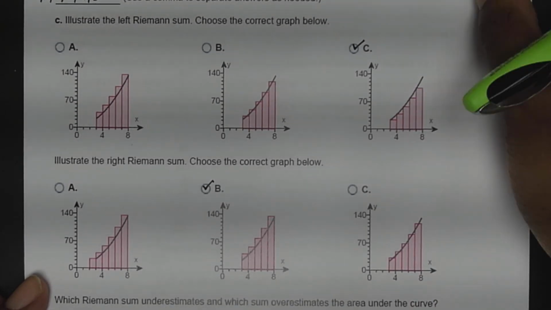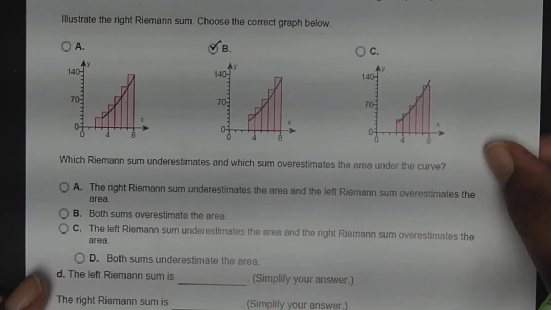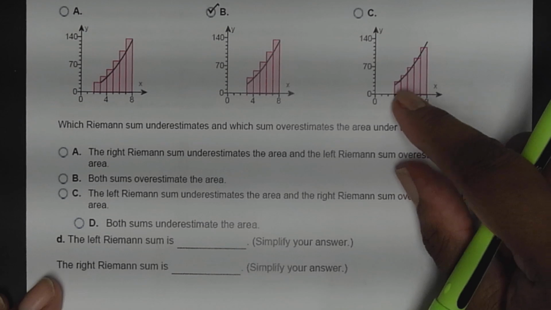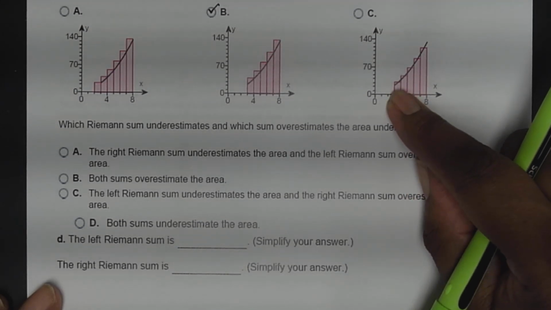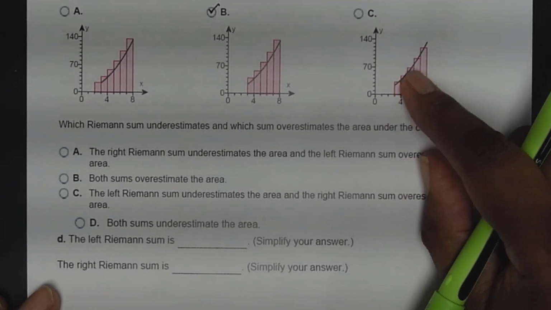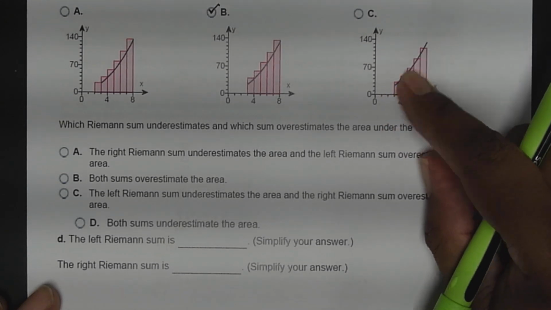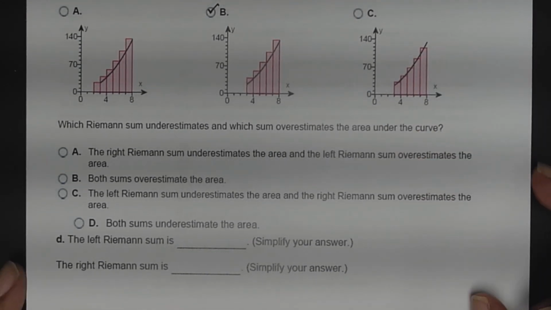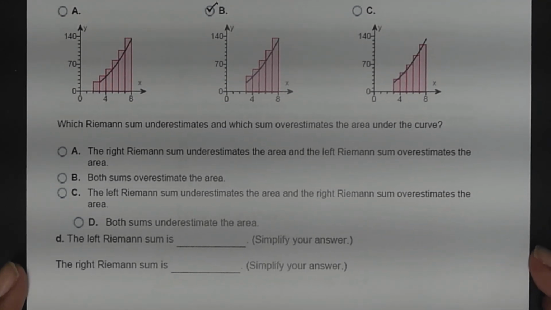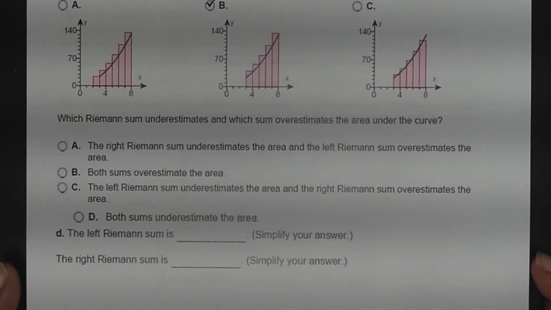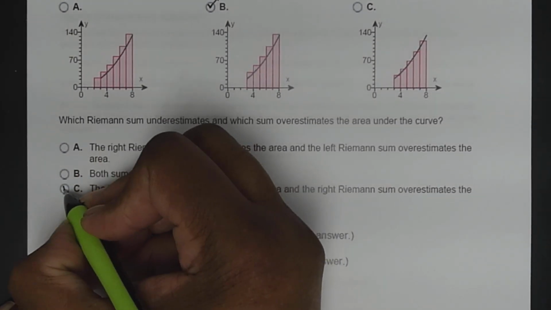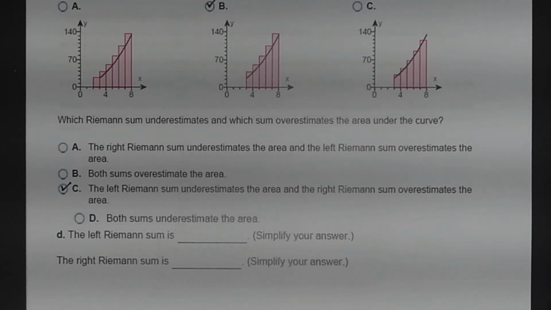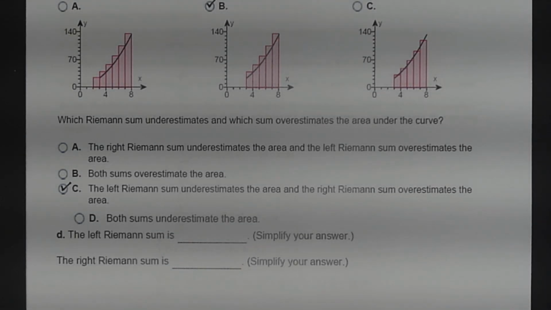the area. But for the right Riemann sum, notice that you got triangles of pieces of each rectangle that's above the graph of y equals f of x. So here, that right Riemann sum will overestimate the area. So the correct answer for that would be this. The left Riemann sum underestimates the area, and the right Riemann sum overestimates the area.